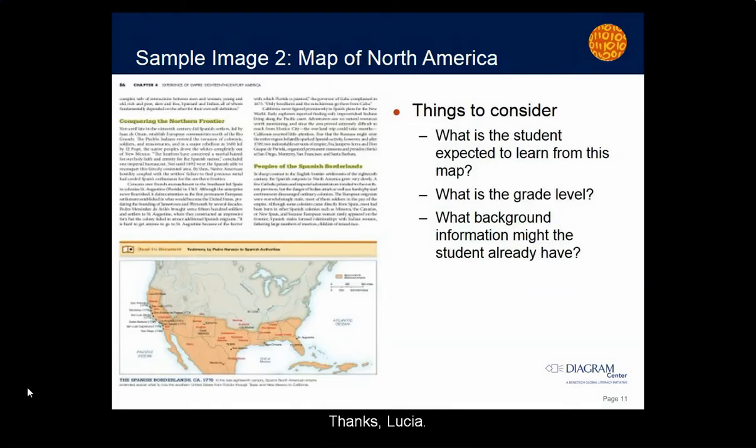Thanks, Lucia. In deciding how you're going to make an image accessible, there's a lot to think about. Particularly, you have to think about what the student is expected to learn from the image, what grade level is it for, and what kind of background information the student might already have. This slide shows a map of Spain's North American Empire in the late 18th century. It comes from a college-level history text.